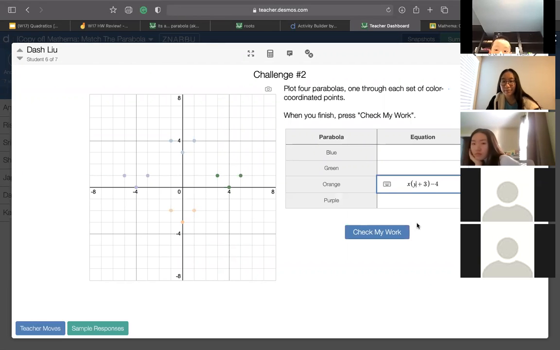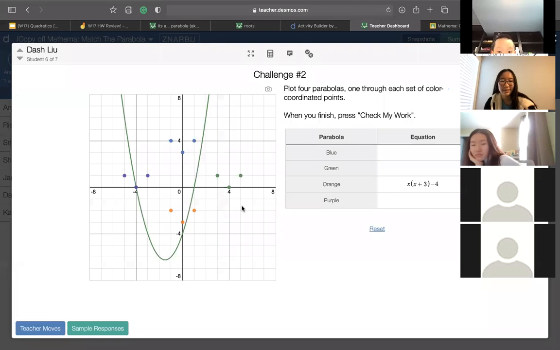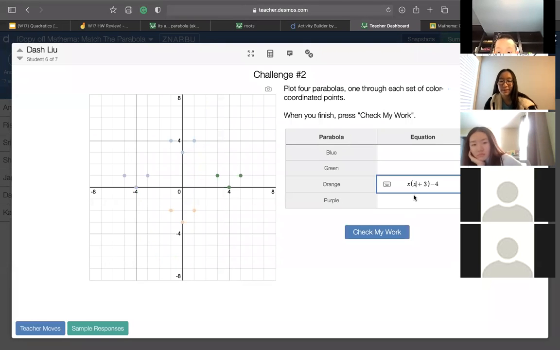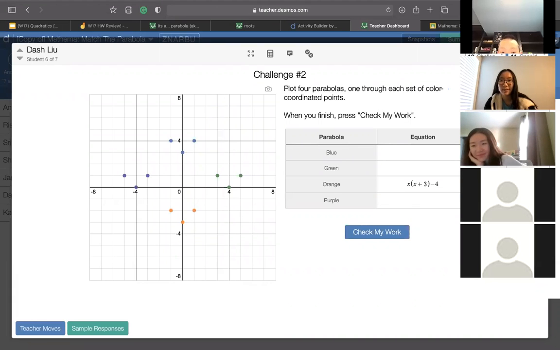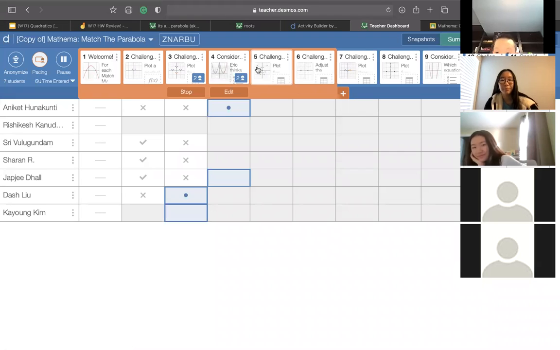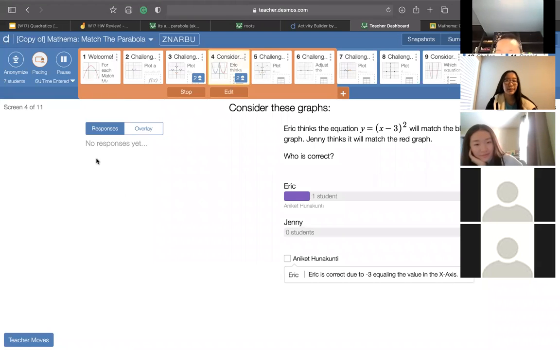Oh, it's probably because you put a y right here. So change this to an x. Okay, and then change your equation a bit. I was just putting random stuff. Okay, now it's up here. Okay, so let's look at 4.